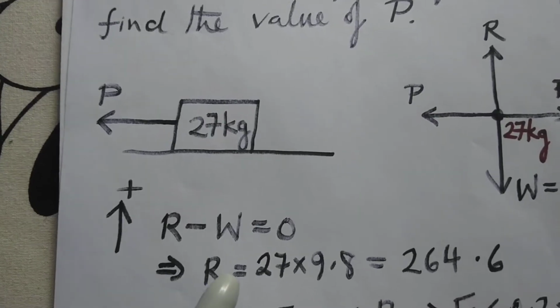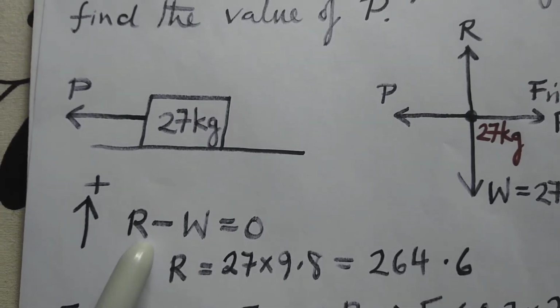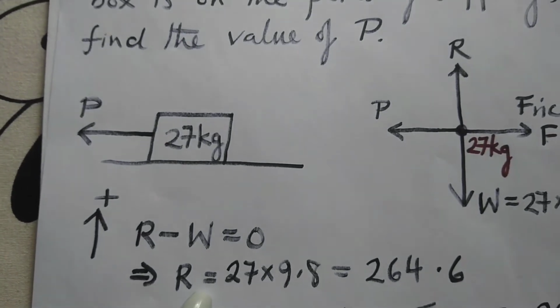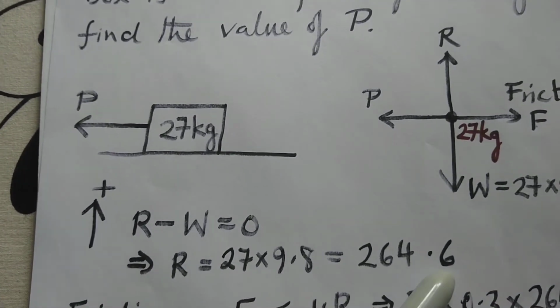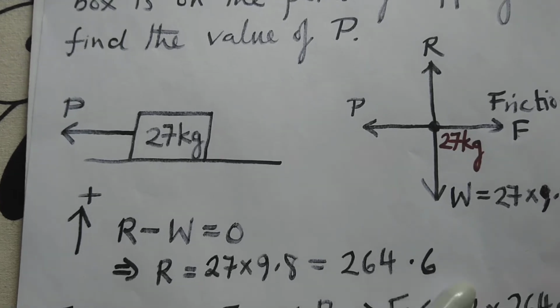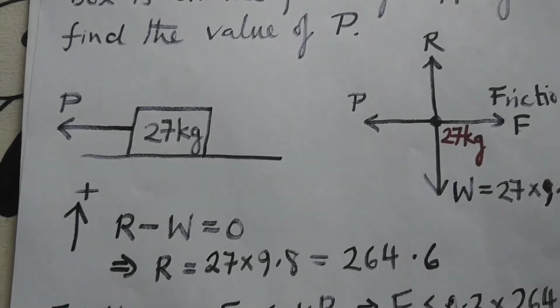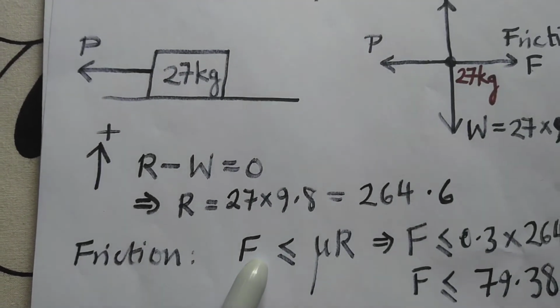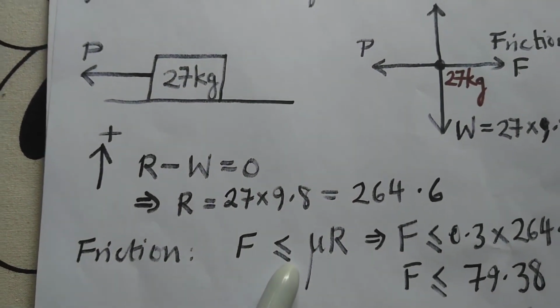If we resolve forces vertically, then we end up with R minus W equals 0, and that tells us that R is equal to the weight, which works out to be 264.6 newtons.